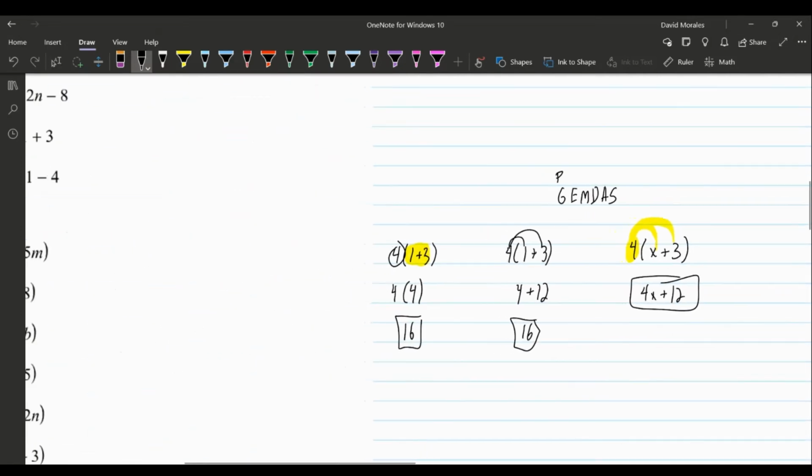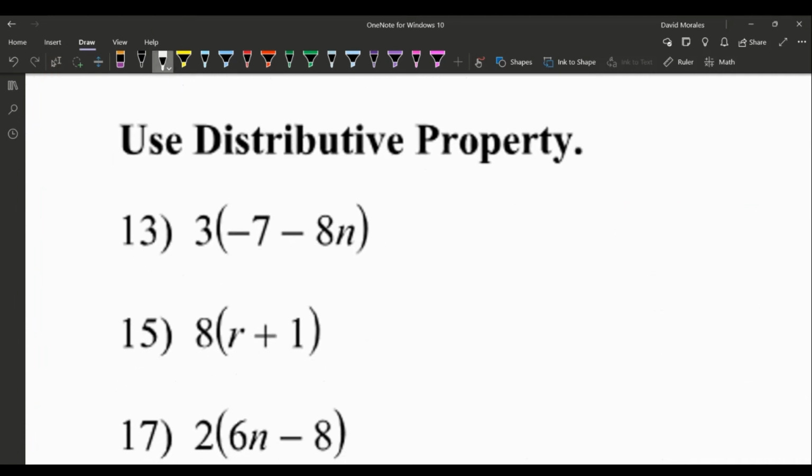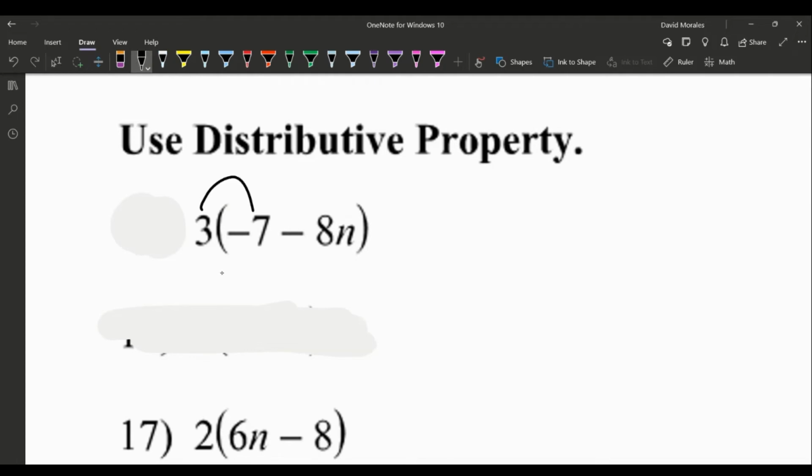So let's go ahead and do some of these practice problems here. Okay, so I'm going to X that out. So 3 times, whoops, 3 times negative 7, negative 21. 3 times negative 8n is negative 24n. And we're finished.